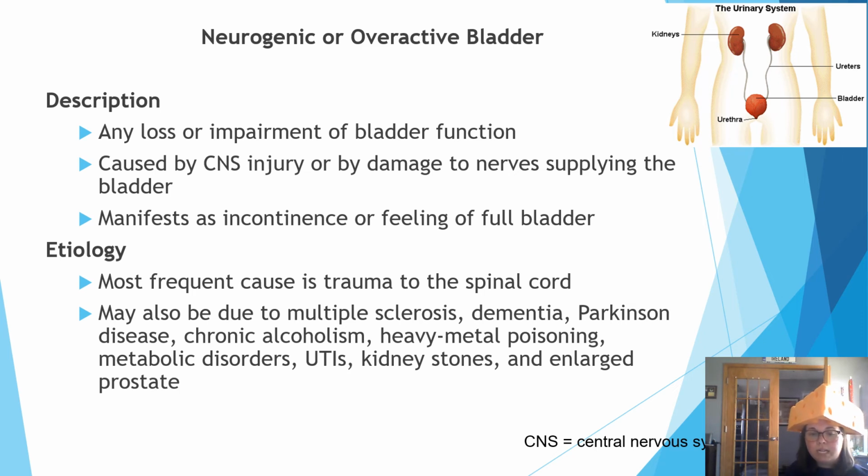We have neurogenic or overactive bladder. This is where there is any amount of loss or impairment of bladder function. It can manifest as incontinence or feeling of a full bladder. Most frequent cause is trauma to the spinal cord that can damage the nerve supplying the bladder. It may also be due to MS, dementia, Parkinson's disease, chronic alcoholism, heavy metal poisoning, not talking about the music genre, metabolic disorders, UTIs, kidney stones, and enlarged prostates in males.